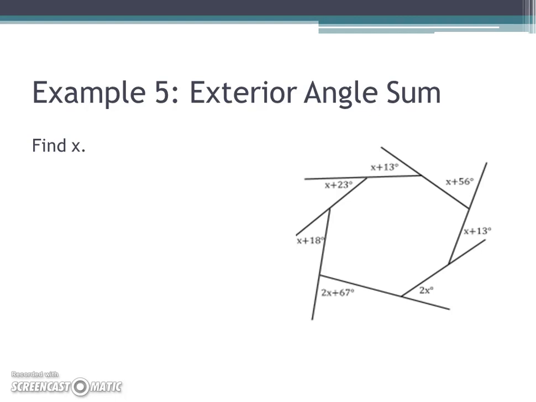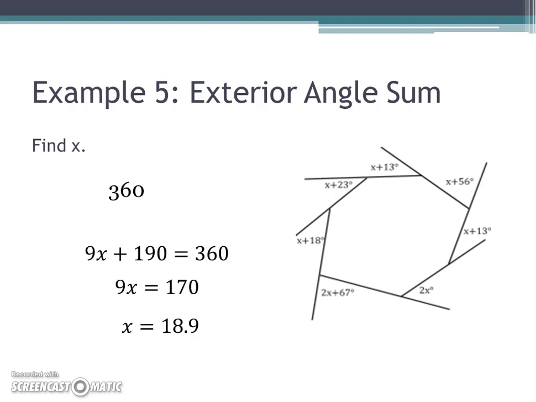Our last example, this is exterior angle sum. Well, the exterior angles add up to 360, so we're just going to combine all of our exterior angles. We get 9x plus 190 equals 360. Subtract 190 and divide by 9 and we get 18.9. So that is interior and exterior angles.